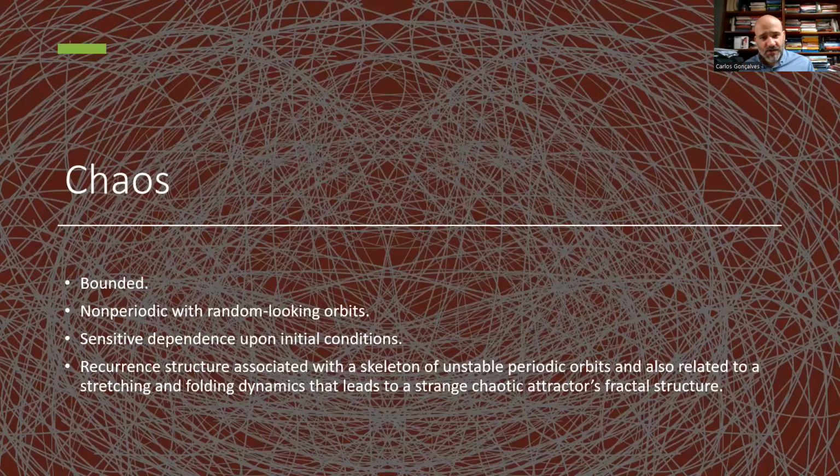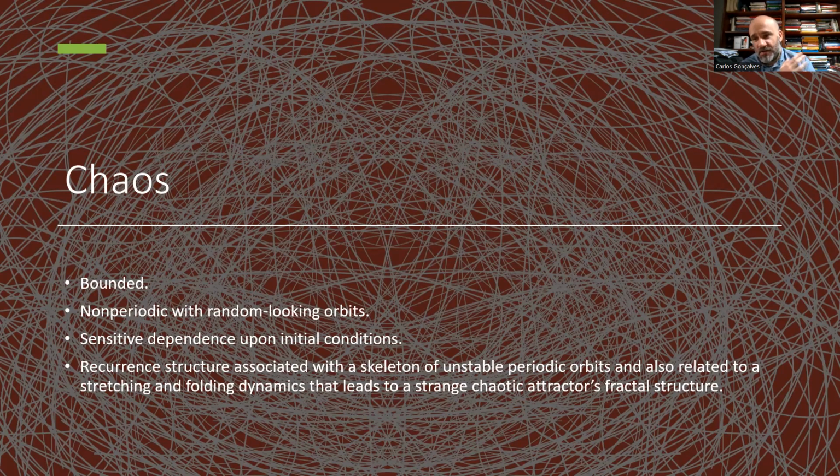In order to answer these two major questions, we need to look more closely at the characteristics of chaos. And this is where smart topological data analysis enters. So chaos is bounded, non-periodic with random-looking orbits, and it has sensitive dependence upon initial conditions. But there is also another feature of chaos, which is recurrence. So it is a more complex topological order associated with an attractor, and this recurrent structure is associated with a skeleton of unstable periodic orbits, and also related to a stretching and folding dynamics in the case of a strange chaotic attractor, that is a fractal attractor with chaos. So we call it strange because it has a fractal dimension, and it is chaotic. So we have a strange attractor, a strange chaotic attractor.